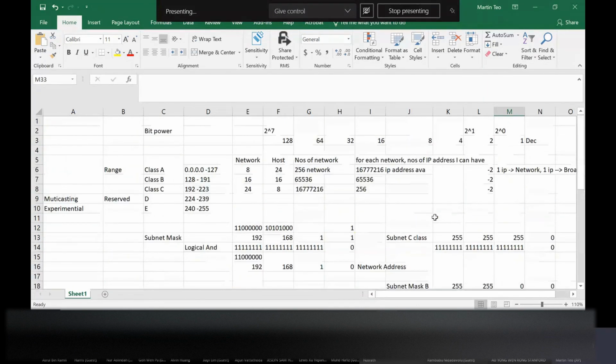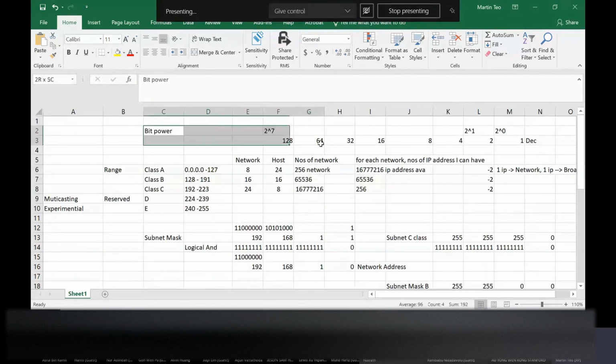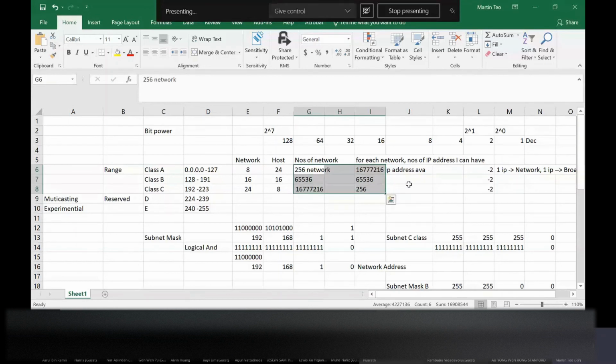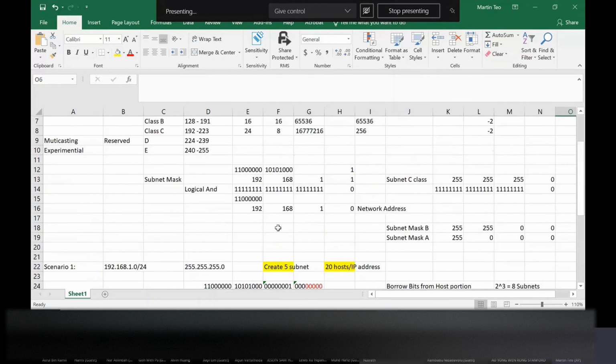For those who are not in the IT domain, this is how subnetting is being done. Okay, first of all, I clarify the bit power. Then I clarify the range on the classes, how many IP addresses and host IP addresses we have for each class. That will give you the amount of subnets and the hosts we have. For each subnet, usually we have to minus 2 because one is reserved for the network address, one is reserved for the broadcast address. This is what you see here. That cannot be used.